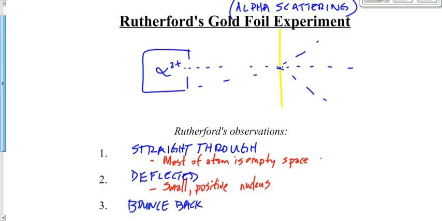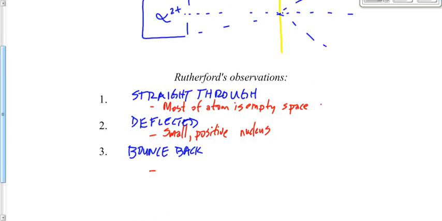Now a few of them bounce back, not very many, but the fact that some of them bounce back tells us that this small positive nucleus must be heavy, must be dense. And what does it tell us that? Well, because in the end, if you have a really, really light small positive nucleus, then when an alpha particle moving at a high speed hits it, it's going to knock it out of the way, and the alpha particle is going to go through again. The fact that the alpha particle bounces back means that it hits something solid, right?